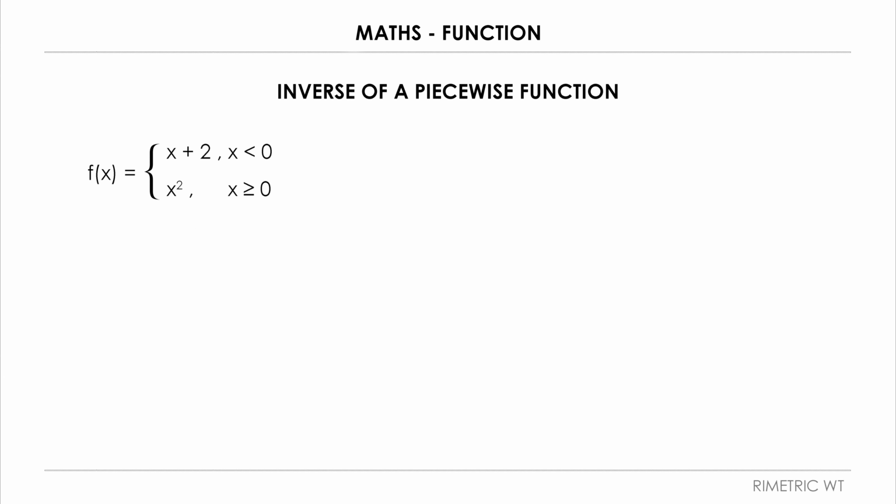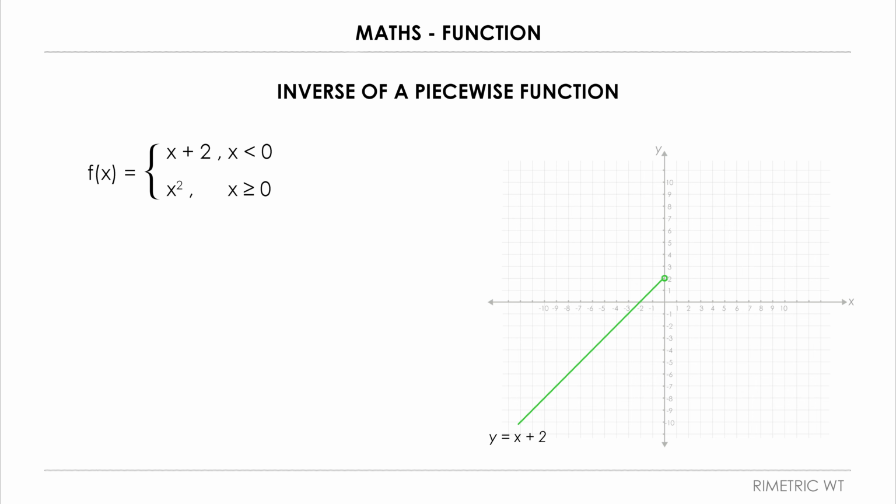So to check whether this function is one-to-one, let's graph the piecewise function and use the horizontal line test. Here, the first piece is a linear function, y equals x plus 2, which is graphed over the domain negative infinity to 0, as shown here on our Cartesian coordinate plane, since this piece is defined when x is less than 0. The second piece is a quadratic function, y equals x squared, which is graphed over the domain 0 to infinity, as shown here.